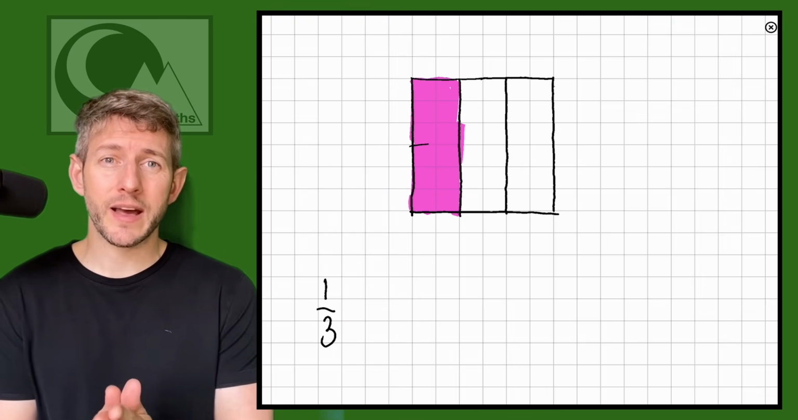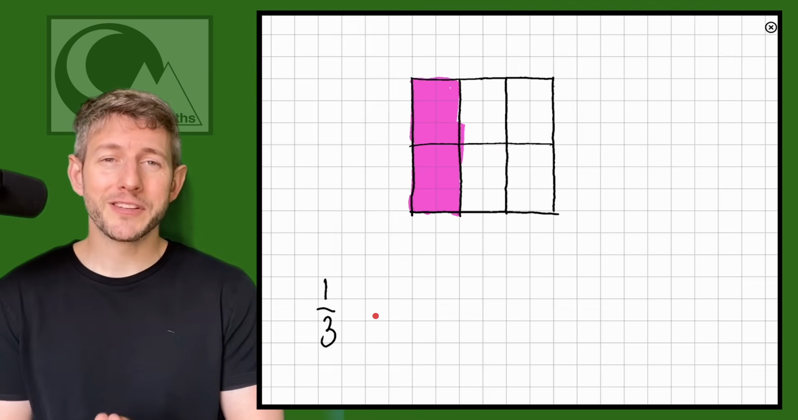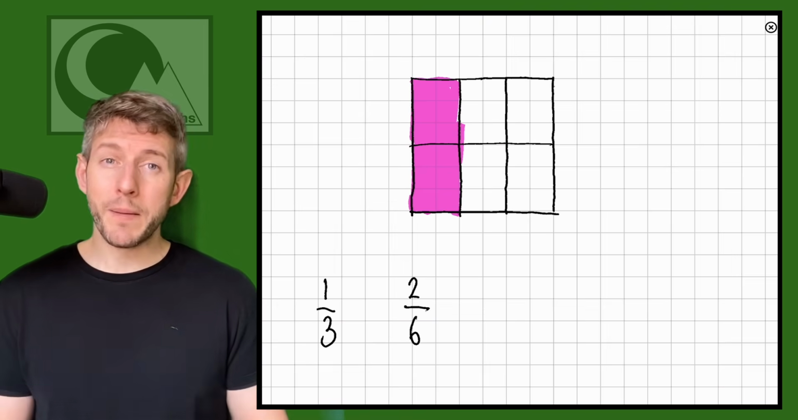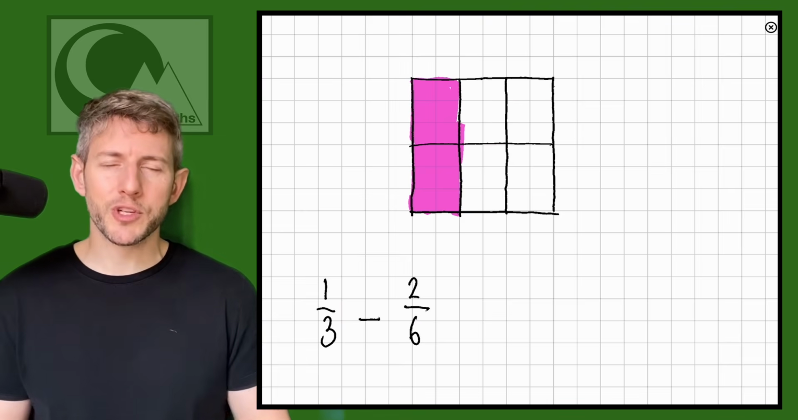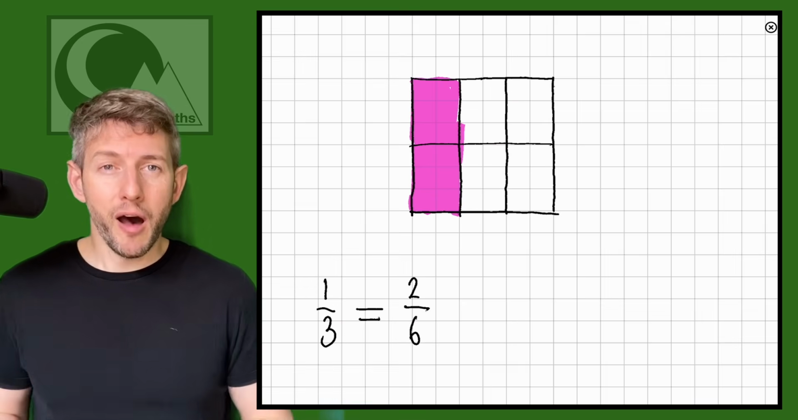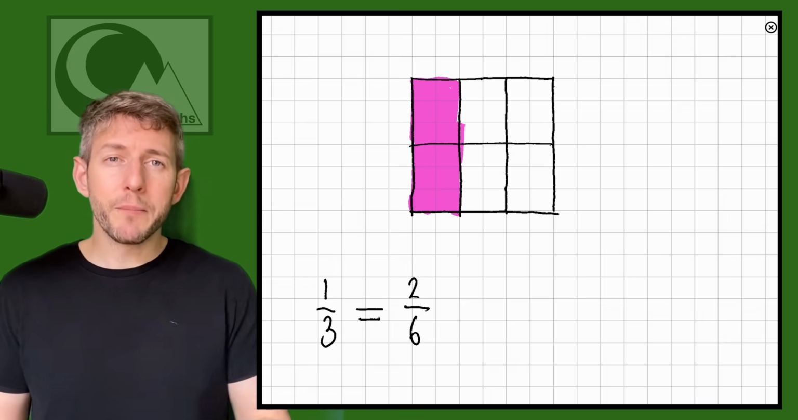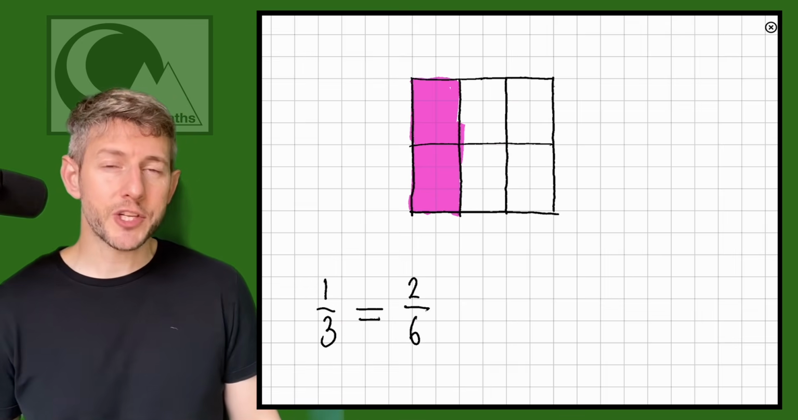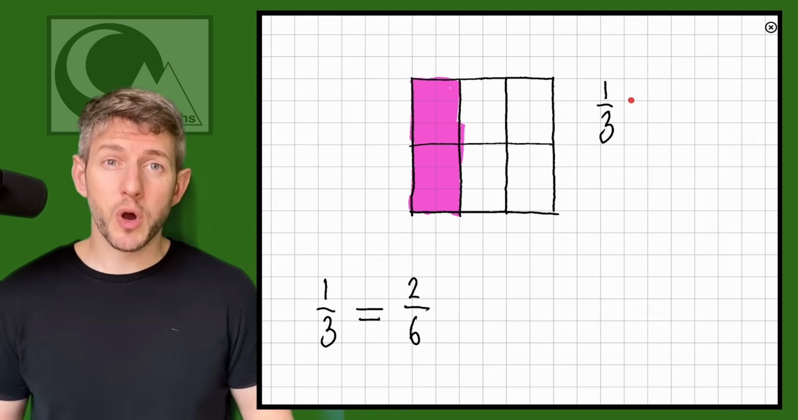Now, I'm going to divide this shape in 2, okay? So I'll draw a line down the middle, and now we can see that we've got 2 shaded pieces out of 6. Remember, it's the same proportion. The shaded area has stayed the same, so these fractions are the same size. And remember, if you're ever in any doubt, you can check this on your calculator by just working it out.